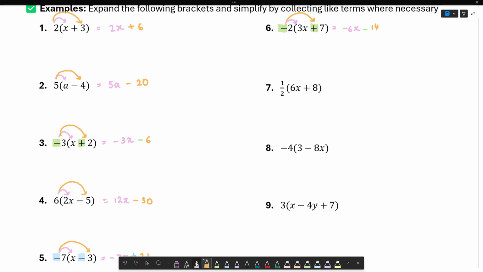For question number 7, we are looking at what a half of each of the terms inside are. Okay, and a half of 6 is 3x, or half of 6x is 3x. And half of 8 is 4, and that is a positive 4. So there's our expansion. Okay, for 8, negative 4 times 3 is a negative 12.